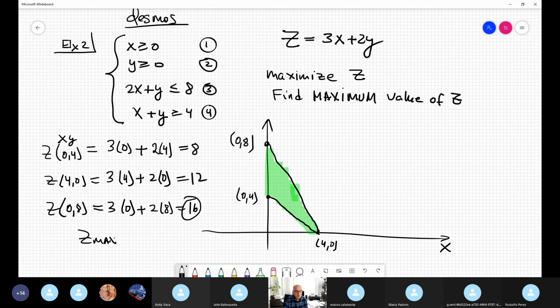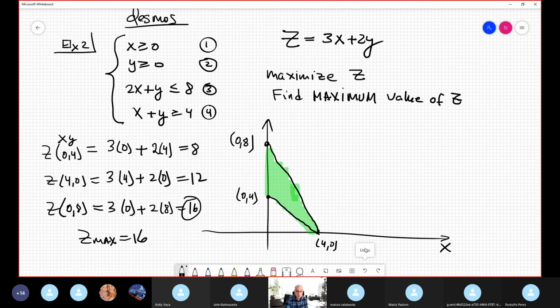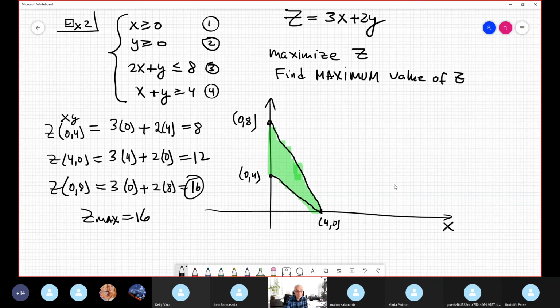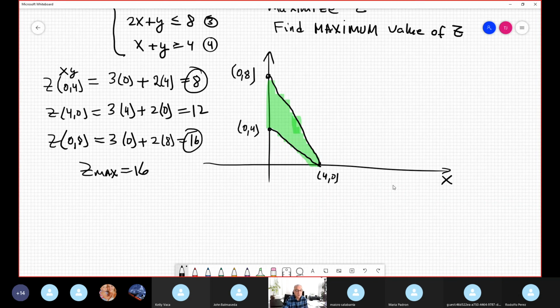See, the maximum is 16. It's not always maximum; it's maximum or minimum depending on the problem. If it's minimum, then it's another thing: I need to find the minimum, and the answer would be this. But in this case, we maximize the problem. So the maximum is 16 at x equals 0 and y equals 8. End of story. Do you understand? Super clear? Next time, I promise, I will send the review back, guys.